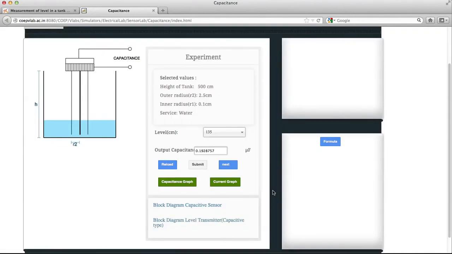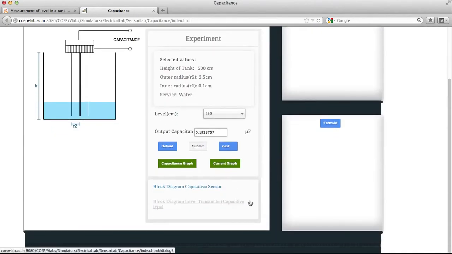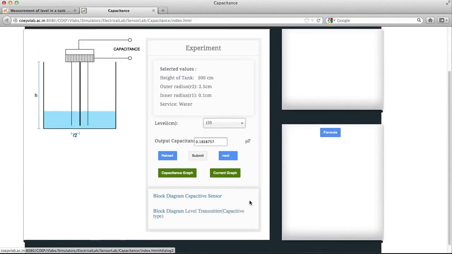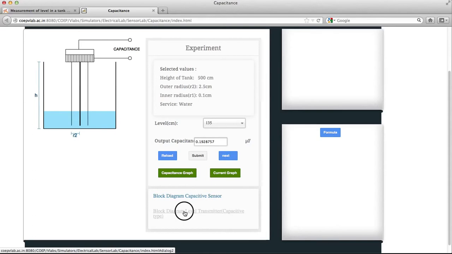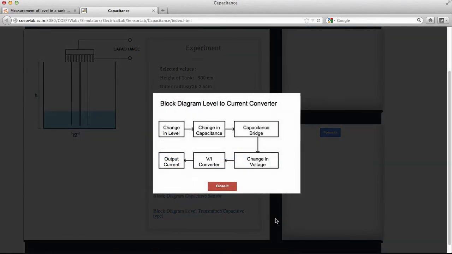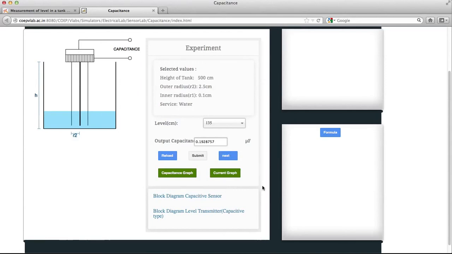Similarly, you can test it for other heights of the tank, for other materials, and then you can find out how the block diagram of the capacitive sensor looks like. You can close this. Similarly, there is a block diagram for the level to current converter. After completing the experiment, you can note down your values.